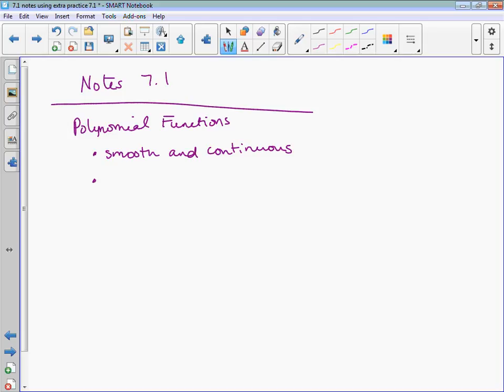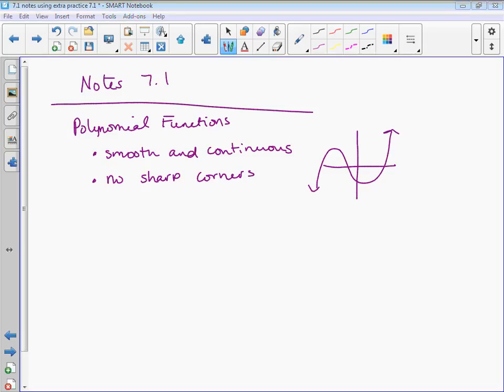No sharp corners. I know that sounds weird. But a polynomial can't have, you know how an absolute value comes to a point? Polynomials will never do that. They look just like this, okay? You can obviously have more terms than that, but that's the general idea. We know about our end behavior already. What else do I want to tell you about polynomials?